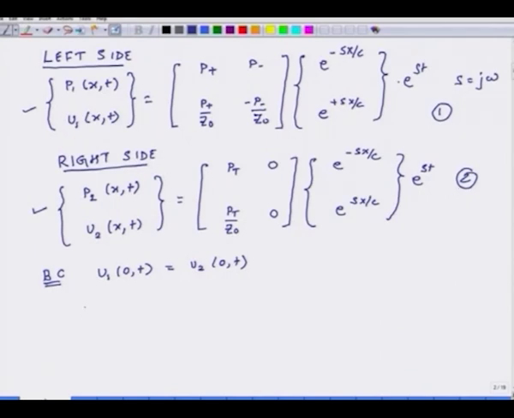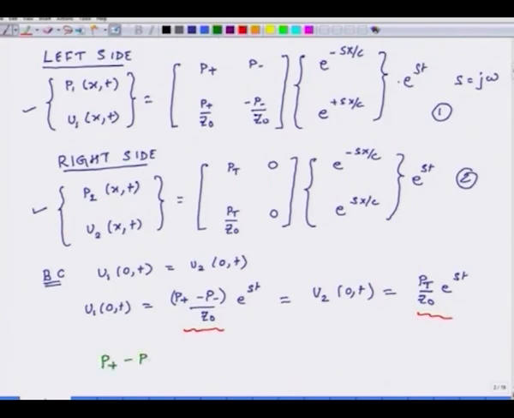So, from the first set of equations I get u1(0,t) equals (P+ minus P-) over Z naught times e to the power of st, and this is equal to u2(0,t), and that is equal to Pt over Z naught e to the power of st, because S is identically 0. So, these terms e to the power of Sx over c and e to the power of minus Sx over c vanish and become 1. So, now I equate these two terms, and what I get finally is P+ minus P- is equal to Pt.